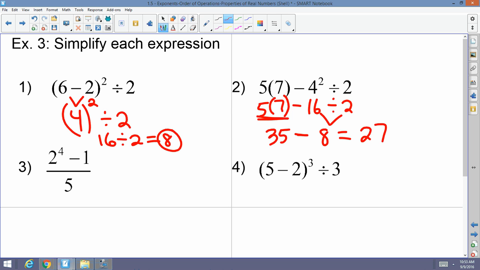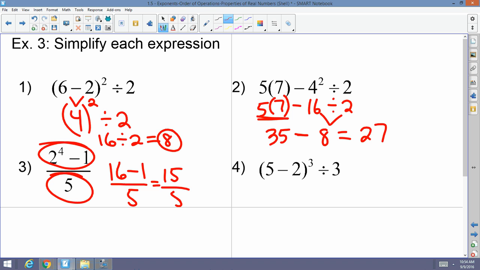For number 3, whenever you have an expression with a numerator and a denominator, yes, sir, it would be division, but you first have to simplify the numerator. And then if there was something in the bottom, you have to simplify the denominator first, my brother. Thank you. So 2 to the 4th power is the exponent here. 2, 4, 8, 16 minus 1 over 5. That's 15. Now that I'm simplified on both the numerator and denominator, you're absolutely right, my brother. Now I can divide, and that would be 3 gentlemen.